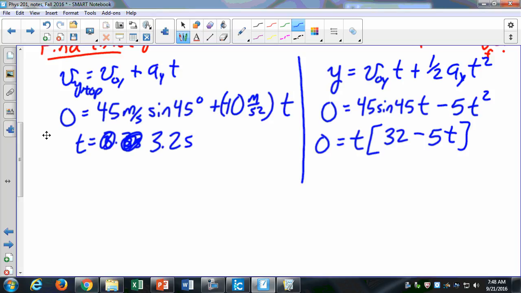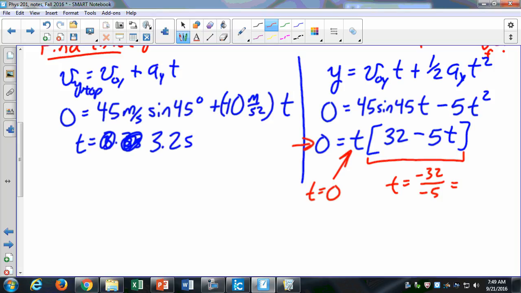And then the other solution is to take this part and set it equal to 0. So I have two solutions: if this is equal to 0, this equation equals 0. The other is, what if this is equal to 0? That would mean t is equal to negative 32 over negative 5. I get 6.4 seconds. So that means that at the end of the trajectory, y is equal to 0.